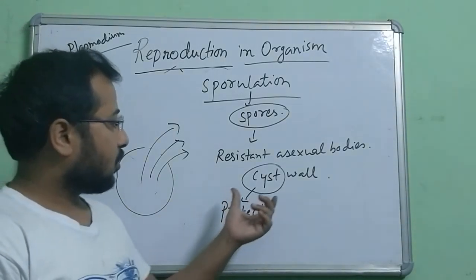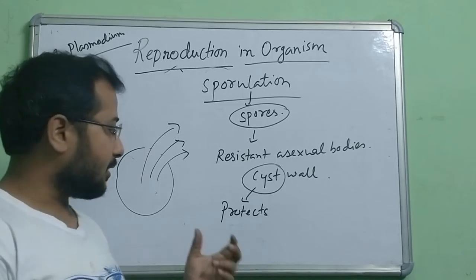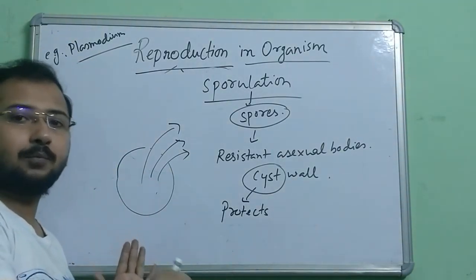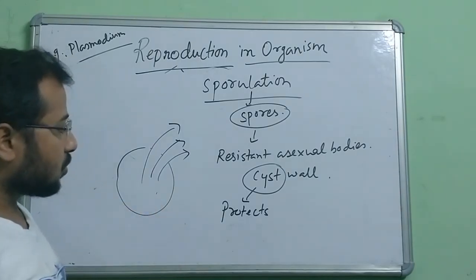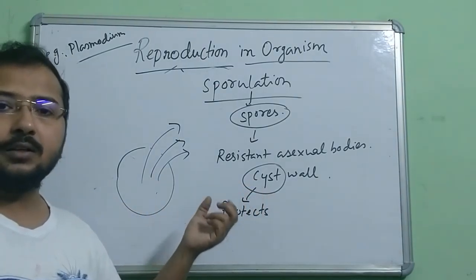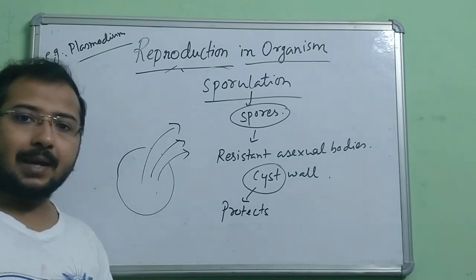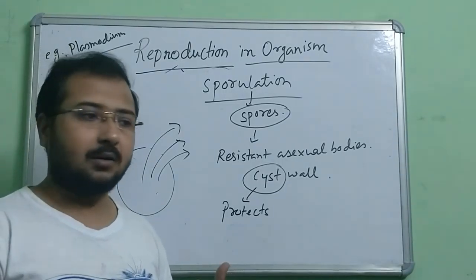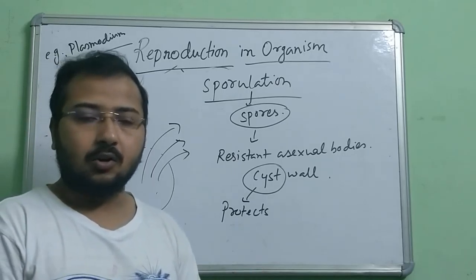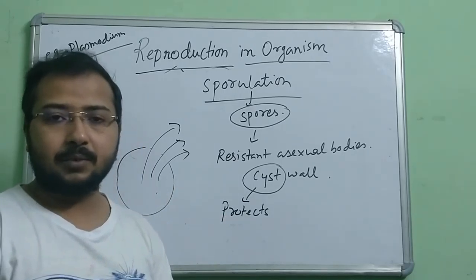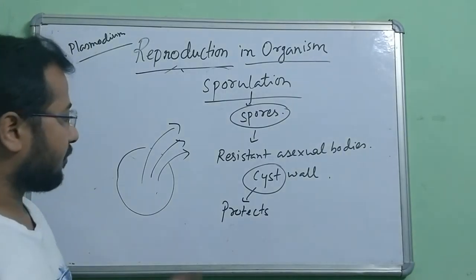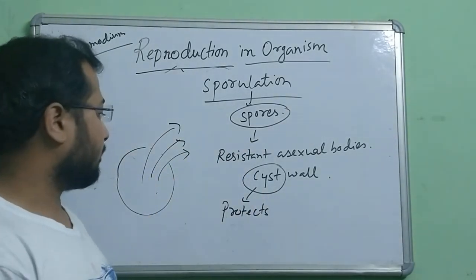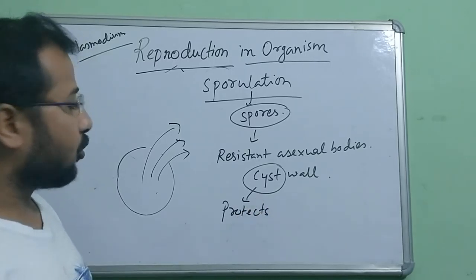So the cyst is not only helping in sporulation, the asexual reproduction mechanism, but it is also protecting the spores from environmental obstacles, maybe extreme temperature or any type of environmental problems. It resists the spores from these problems. So this is what sporulation is.